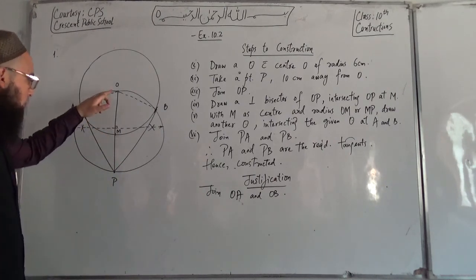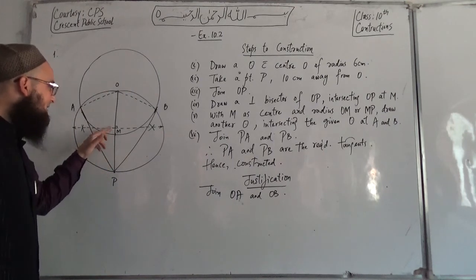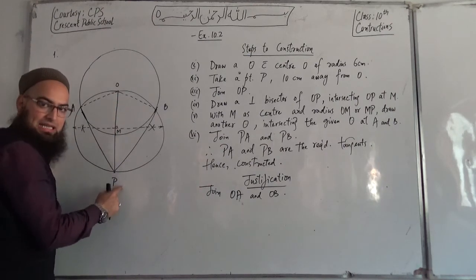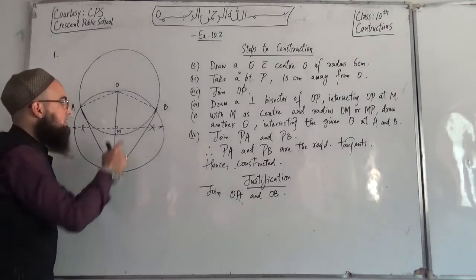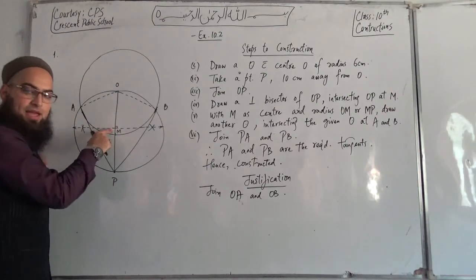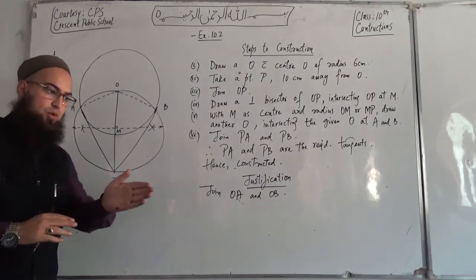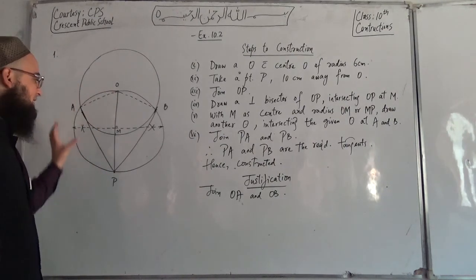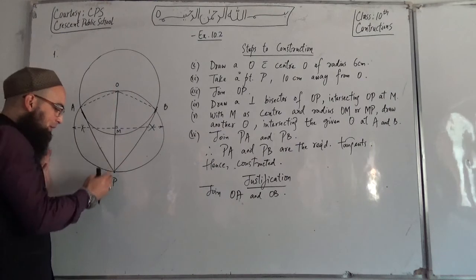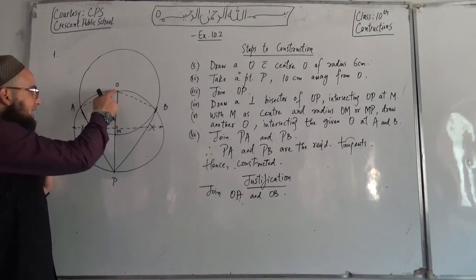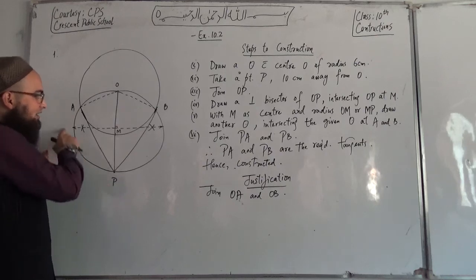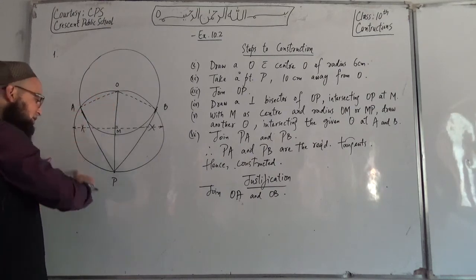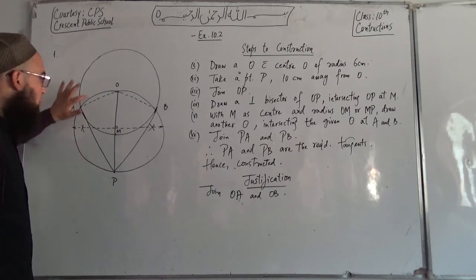Now, M is the center of this second circle and OP is a chord of the second circle. This chord passes through the center M. Whenever a chord passes through a center, that chord is a diameter. So OP is a diameter of this second circle. That means this arc OP is a semicircle. Now A is a point on this semicircle.